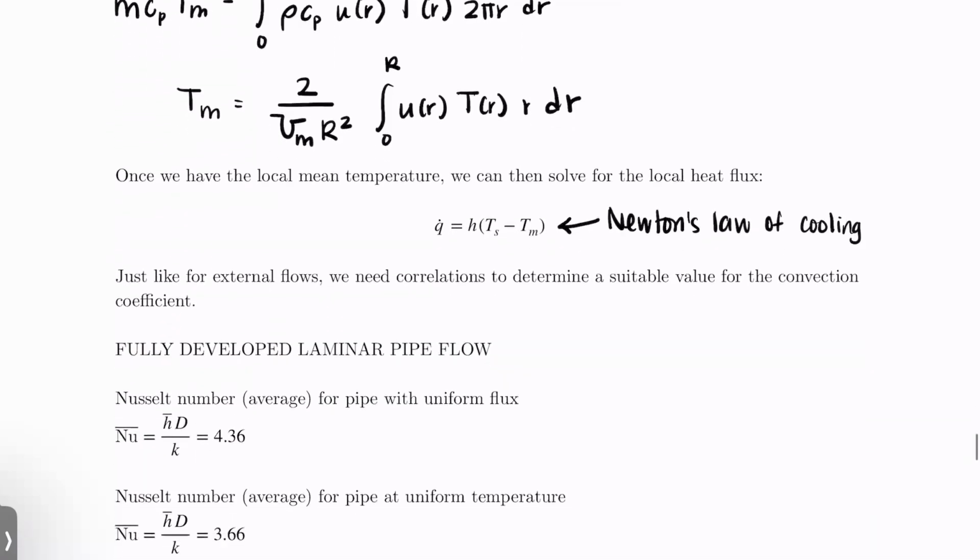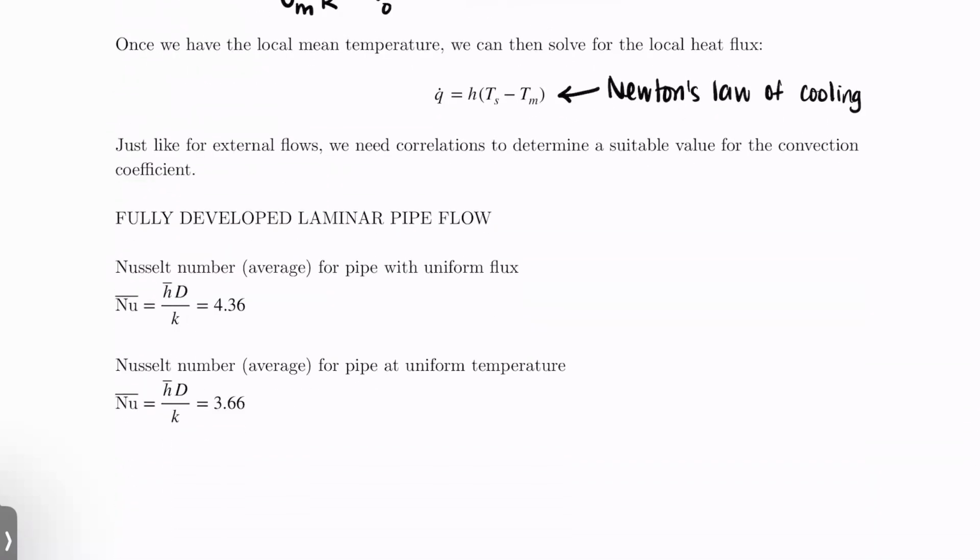And so we divide this just like how we did for the plates, and then the flow over a cylinder. We're going to break it into first fully developed laminar pipe flow. All right, so fully developed and laminar. So the average Nusselt number for a pipe with a uniform flux.